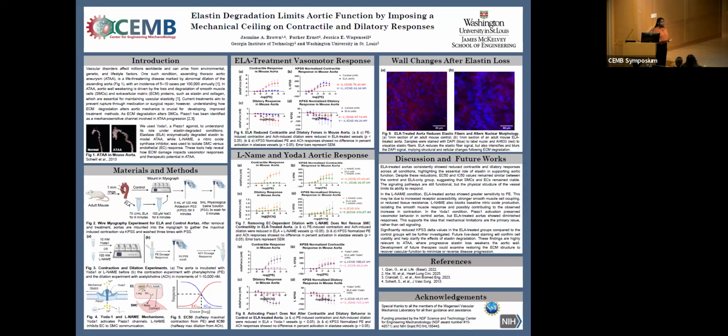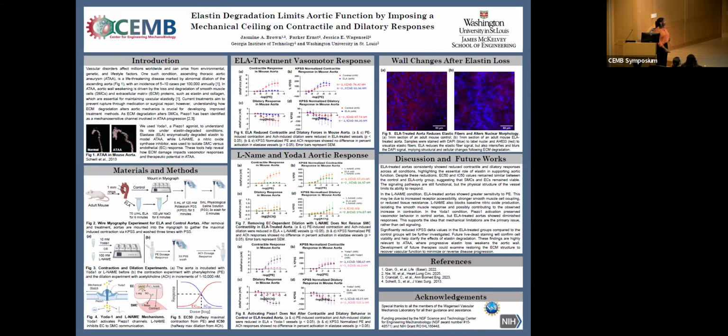I'm a rising senior at Georgia Institute of Technology, and this summer I spent my time in the Wagon Seal Lab. The lab focuses on vascular mechanics, and I was researching how elastin degradation limits aortic function by imposing a mechanical ceiling on contractile and dilatory responses.